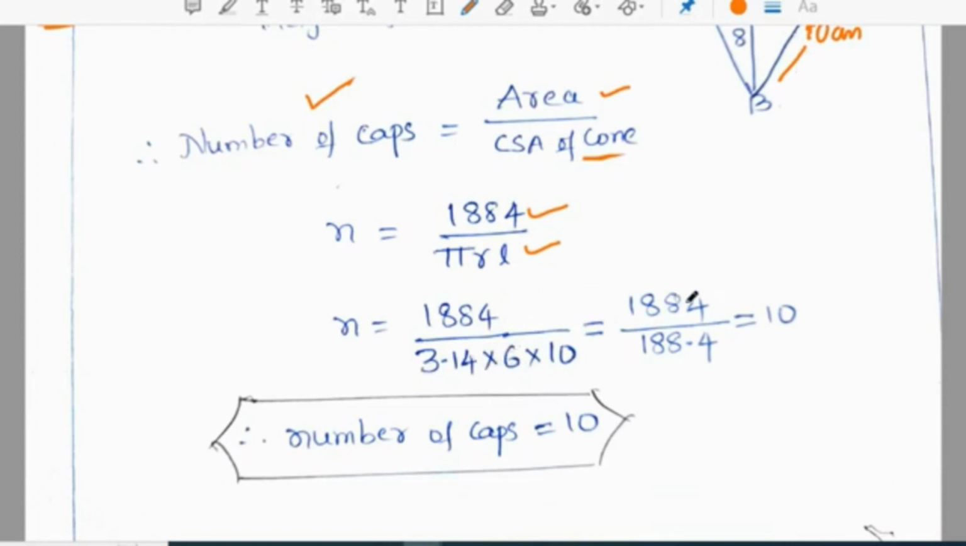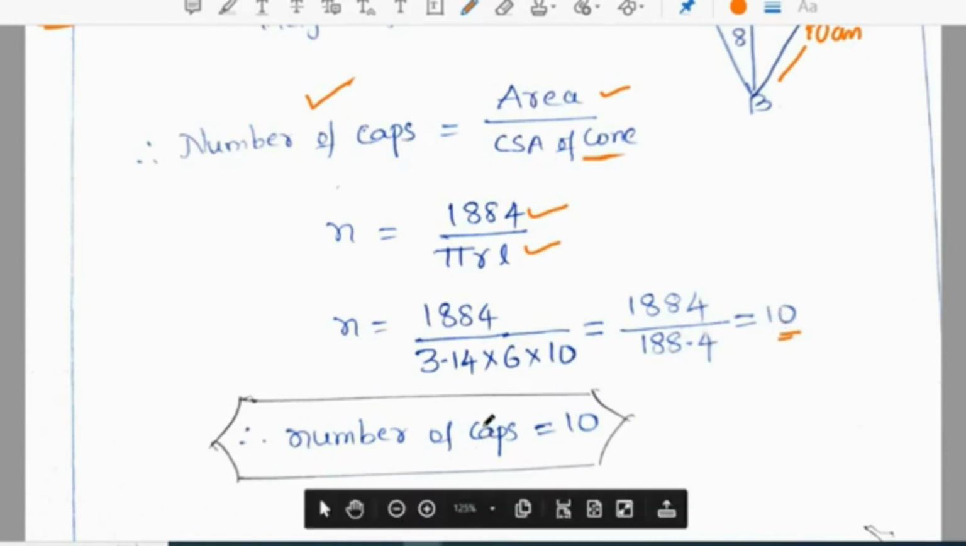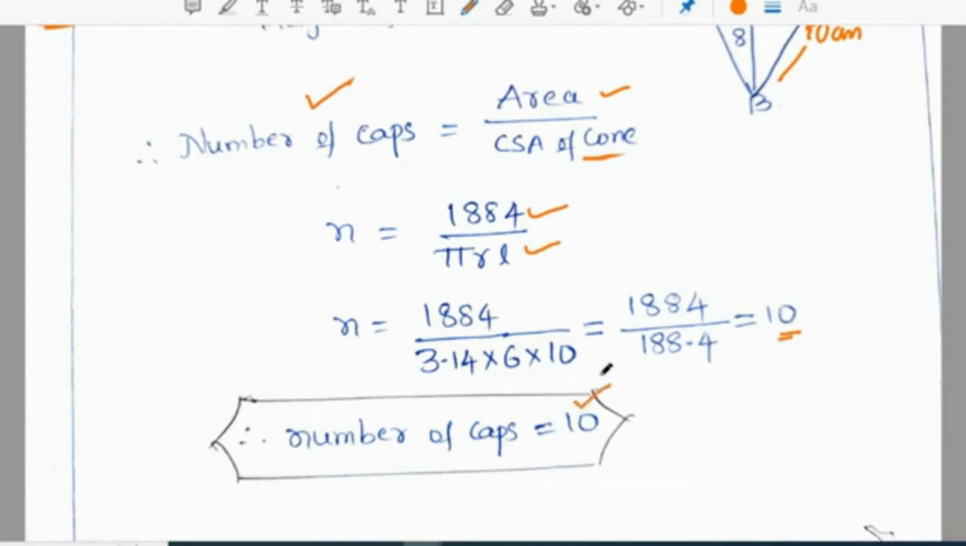Pi value I have assumed as 3.14, into 6 into 10, because the radius is 6 and the slant height is 10. So after calculation, 1884 by 188.4, which is nothing but 10. So the number of caps that can be made using the paper sheet of 1884 is 10.